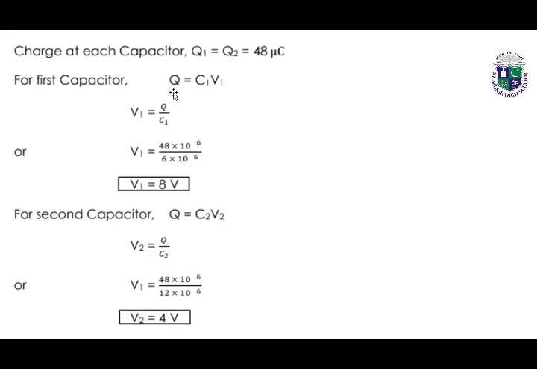For the first capacitor, V1 is equal to Q over C1. Rearranging this formula and putting the values, we get V1, which is 8 V. And for the second capacitor, take V2 on the left hand side of the equal sign. Now by putting the values and calculating, we will find the value of V2, which is 4 V.